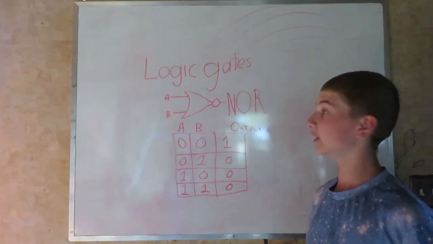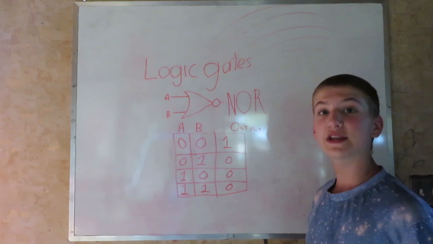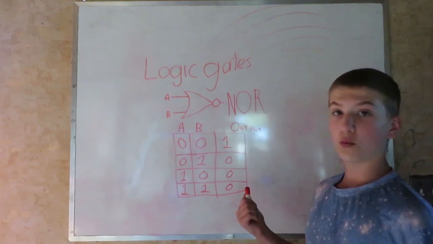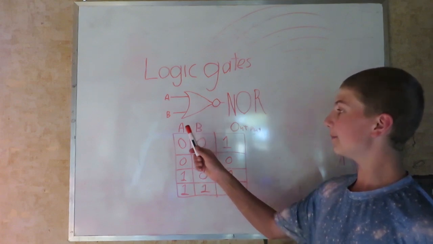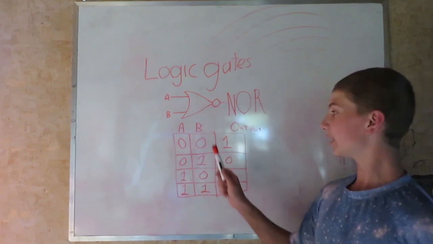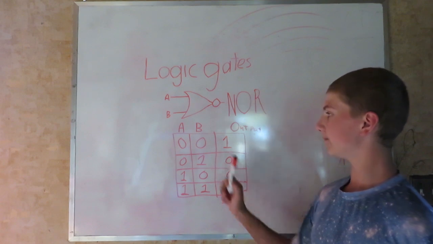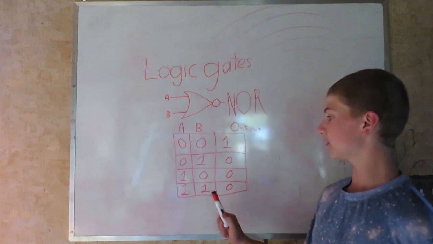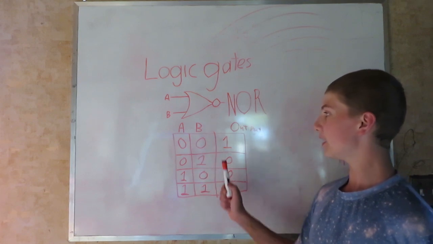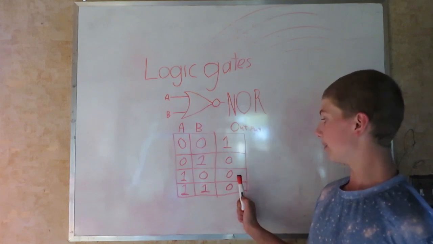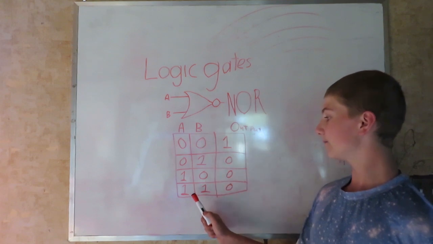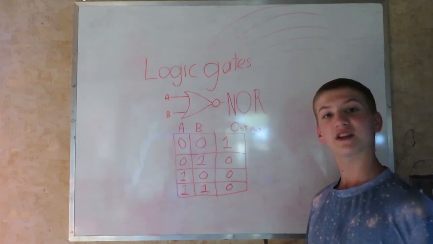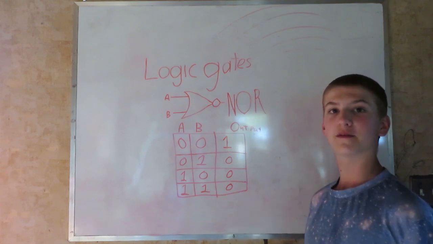Next gate we're going to talk about is the NOR gate. It's basically a NOT and an OR gate combined into a NOR gate. So we'll go through the inputs and outputs. If input A is 0, input B is 0, the output will be 1. If input A is 0, input B is 1, the output will be 0. If input A is 1, input B is 0, the output will be 0. If input A is 1, input B is 1, the output will be 0. So it's basically just the OR gate completely flipped.